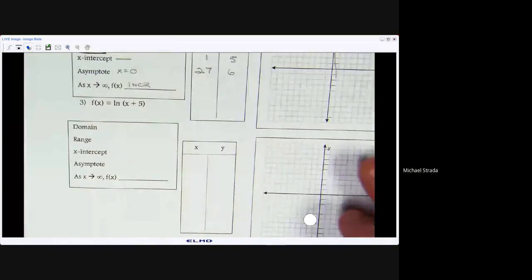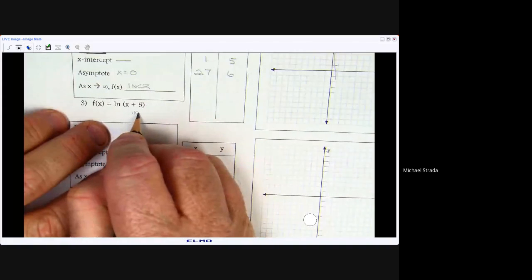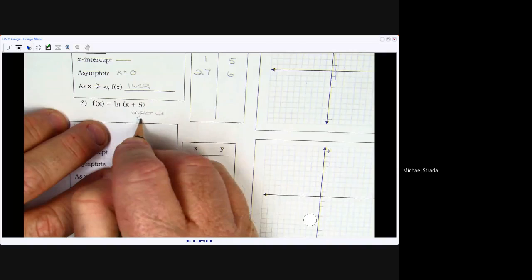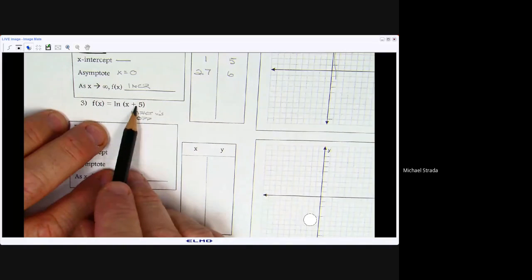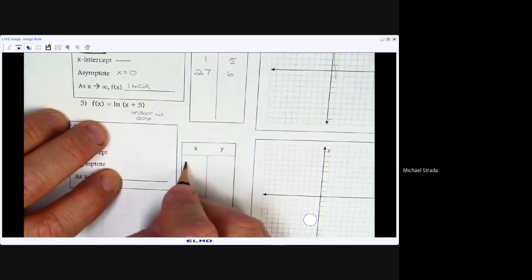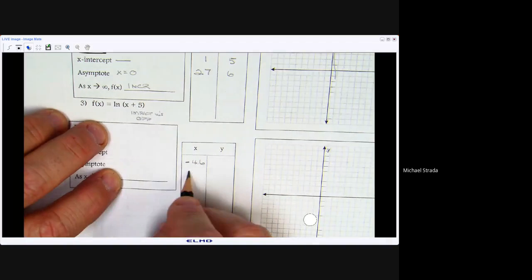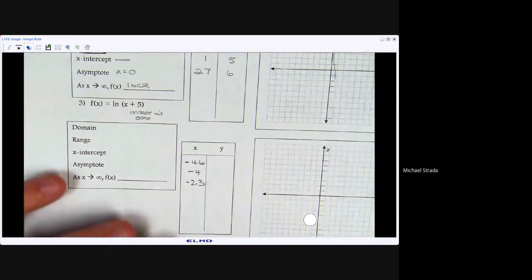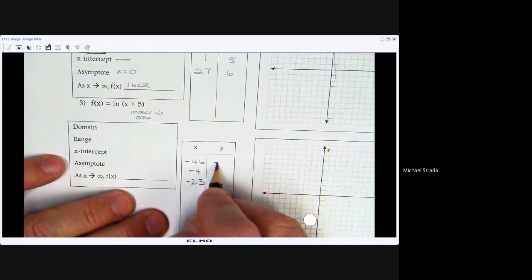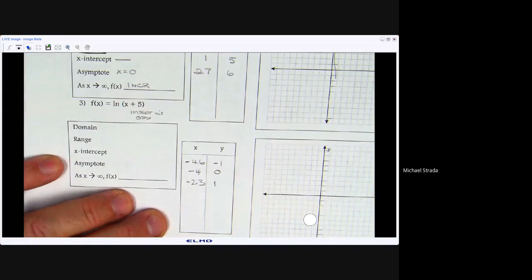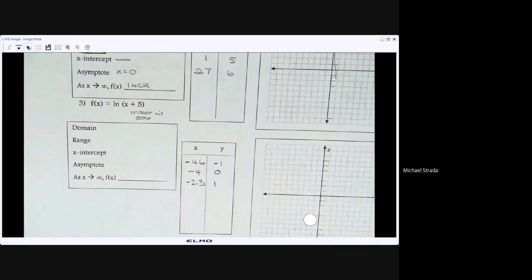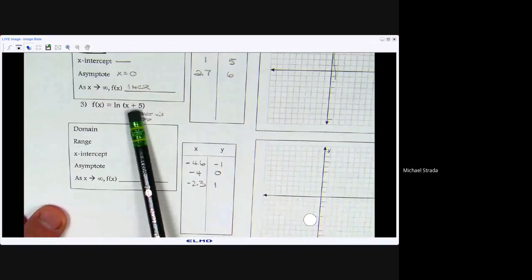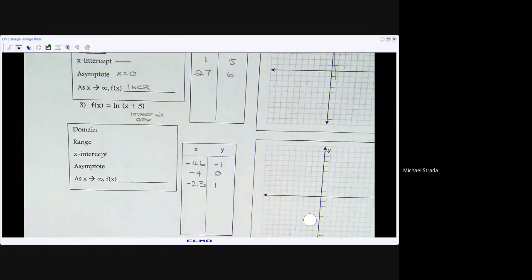Number 3 now has parentheses, so that does impact the x's. In an opposite fashion. The opposite of plus 5 is negative 5, so we're going to subtract 5 from all those. We got negative 4.6, negative 4. All right. And then negative 2.3. Since there's nothing being added outside, we go back to negative 1, 0, and 1. Negative 4, because I'm going to take 0.4, I'm going to do the opposite of that to it. So 0.4 minus 5 is negative 4.6. 1 minus 5 is negative 4.